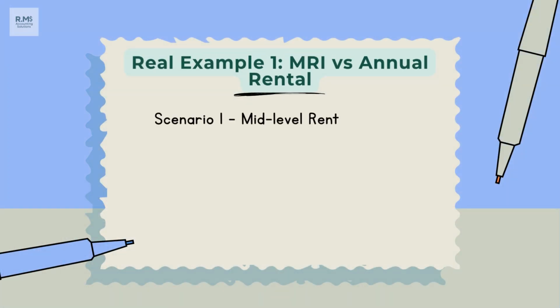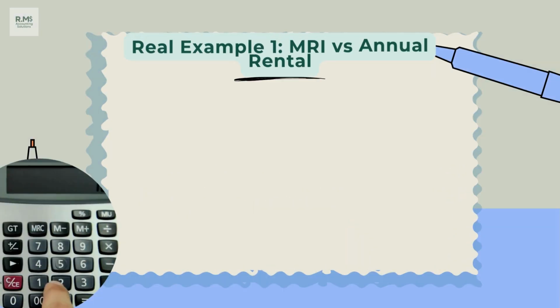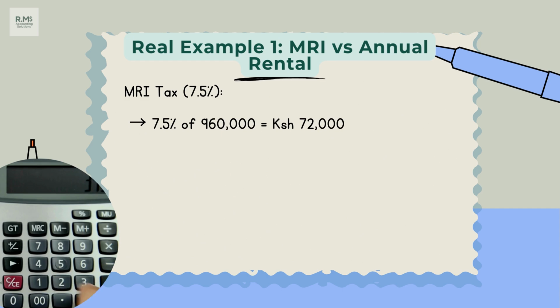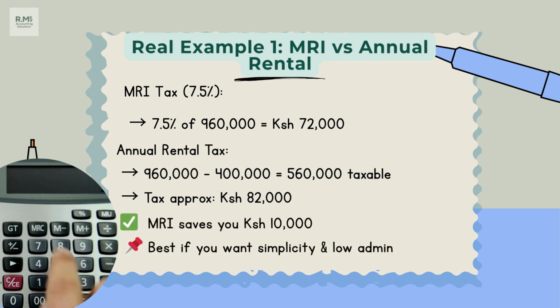Let's look at a real-life case. You are earning 80,000 shillings per month, totaling 960,000 a year. If your expenses are 400,000, here's how it plays out. MRI will cost you 72,000 shillings in tax. The annual method, after expenses, gives you a taxable amount of 560,000 and tax of about 82,000 shillings. So in this case, MRI is cheaper by 10,000 shillings.